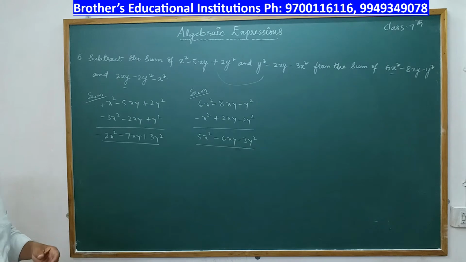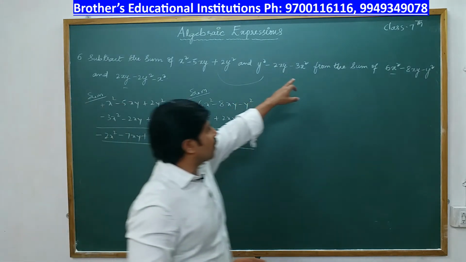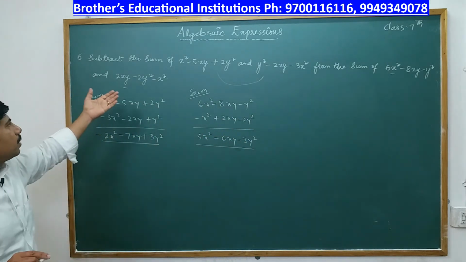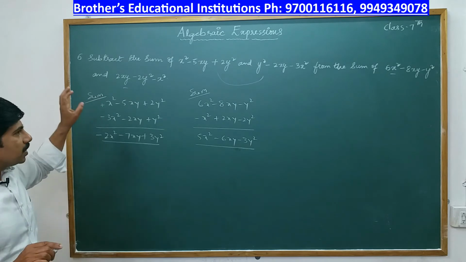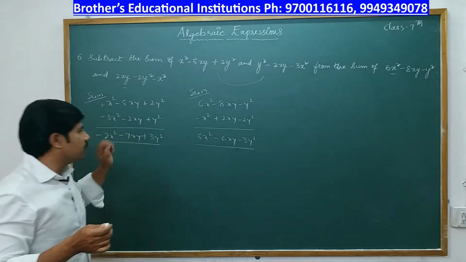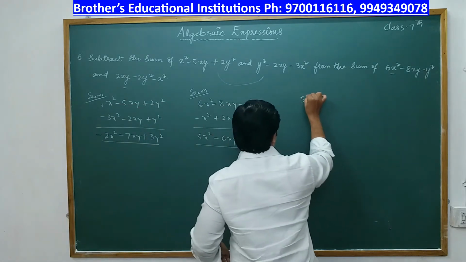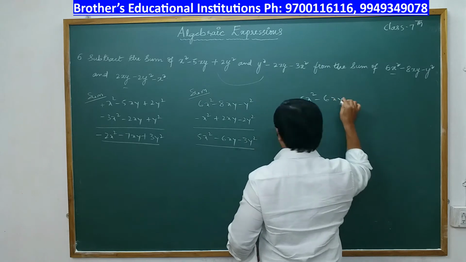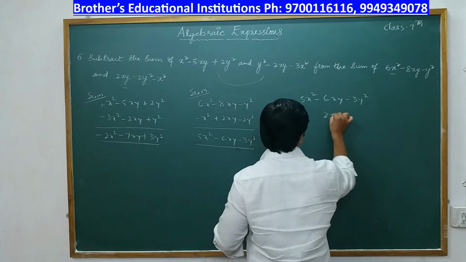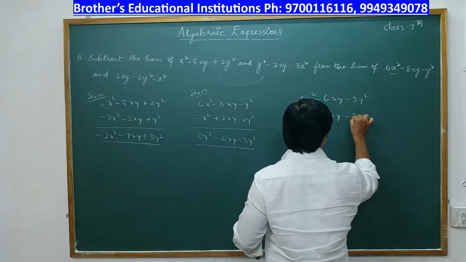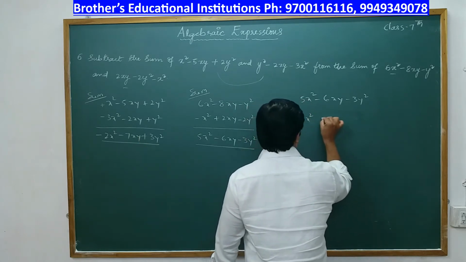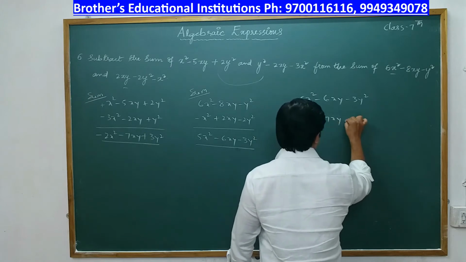So after the sum of the two expressions, we have 6x square minus 2xy minus 8xy minus y square and 2xy minus 2y square minus x square. So the result after "from", whatever we get, this is the result. This one minus this we have to do. So now I write 5x square minus 6xy minus 3y square. Then after that the result minus 2x square minus 7xy plus 3y square.